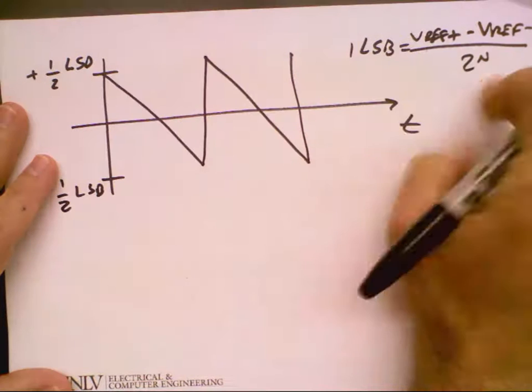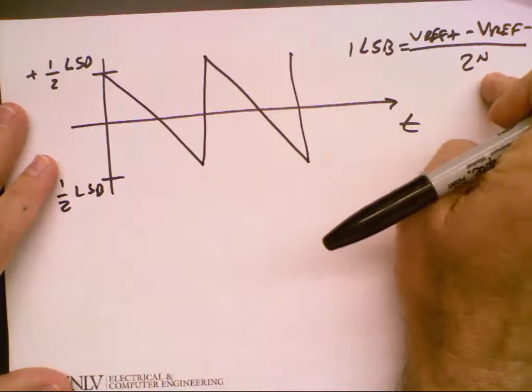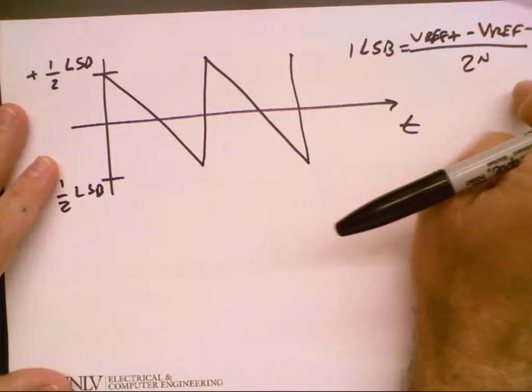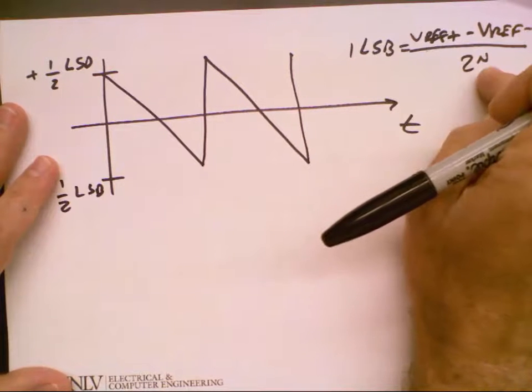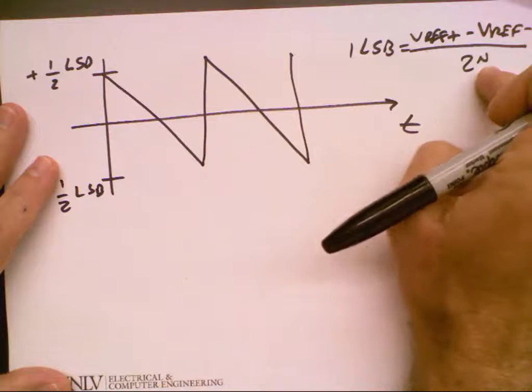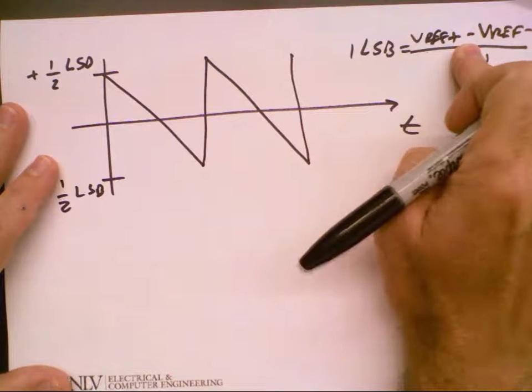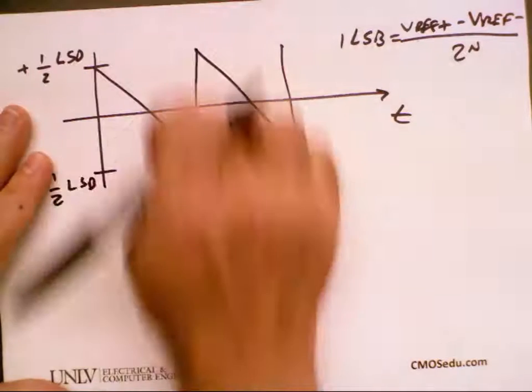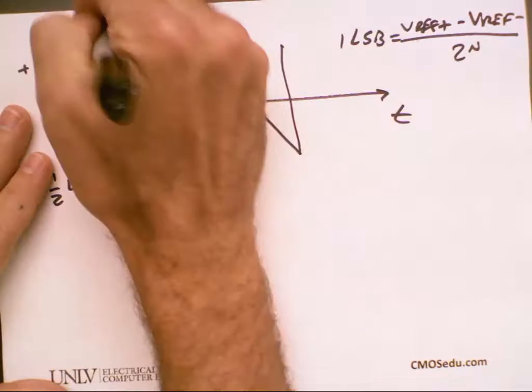When does this equation fall apart? Yeah, for 1 bit, which we're going to use a lot in this class. So for 1 bit, what is 1 LSB? Yeah, just Vref plus. Okay. So if I take a look at this, this is the error. This is the quantization error.